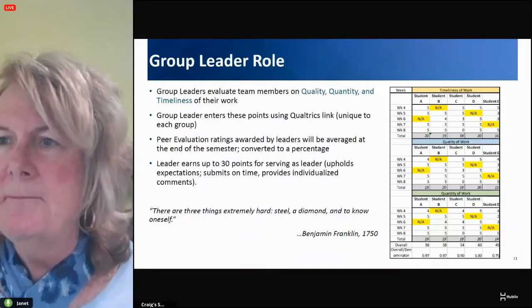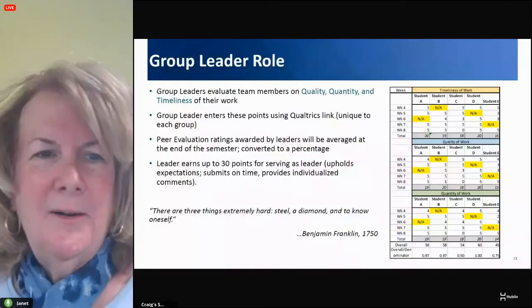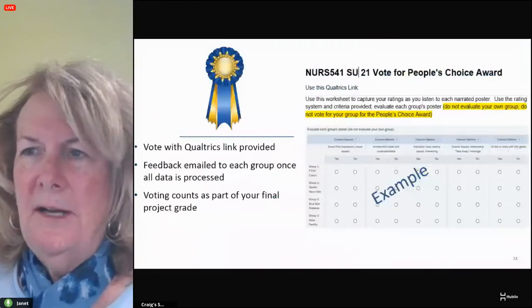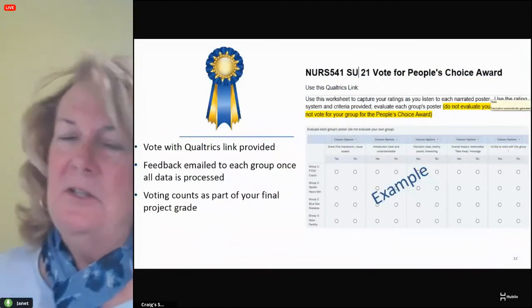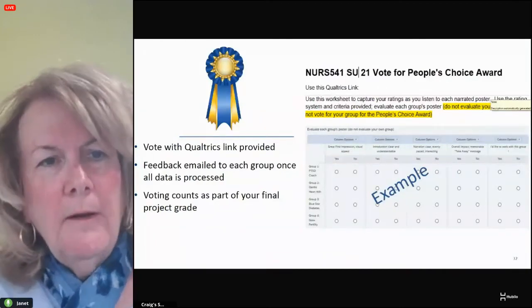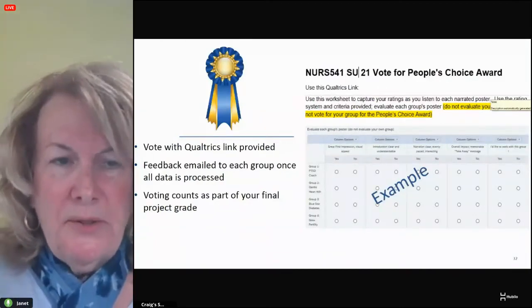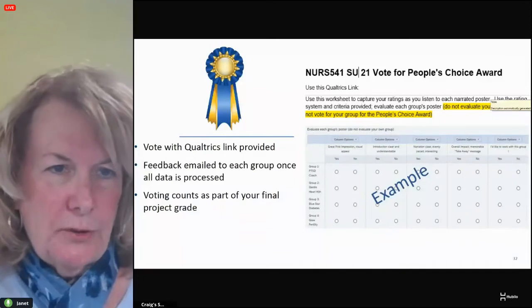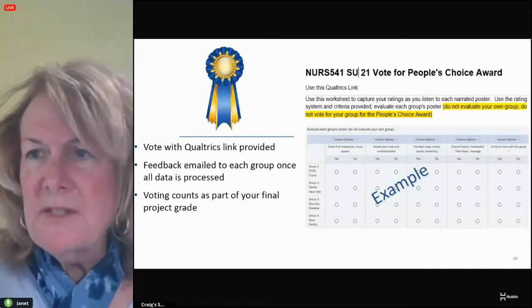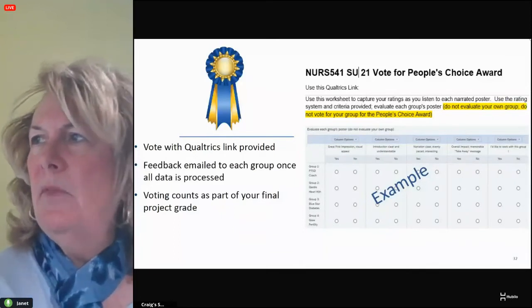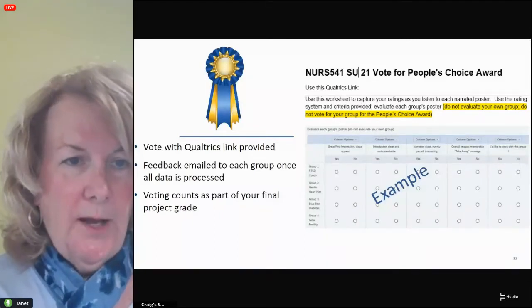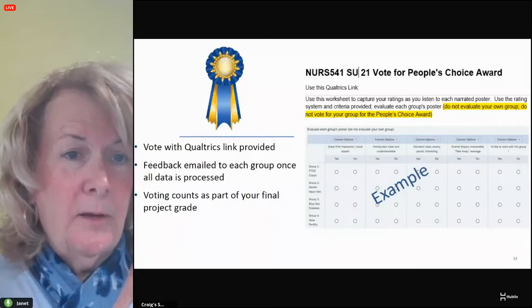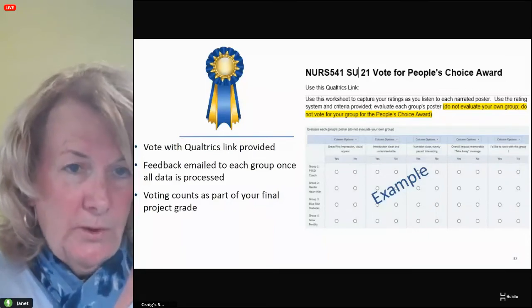Next slide, please. So another thing I try to do, we have no budget for spending a lot of money, but one thing I can do is offer an award, and this is based on peer ratings for the best poster in the class. So I've assigned points that the students are earning throughout the semester, and the team with the highest points, I give them the People's Choice Award certificate.